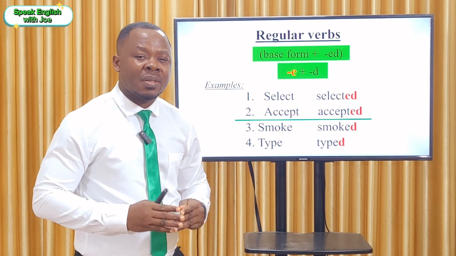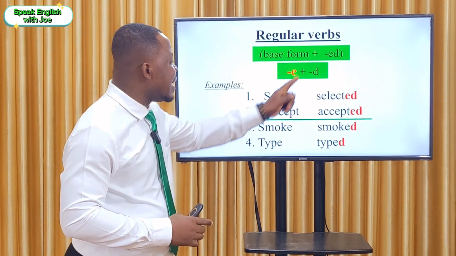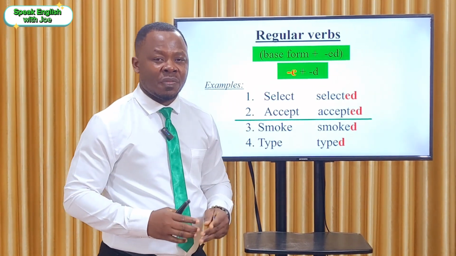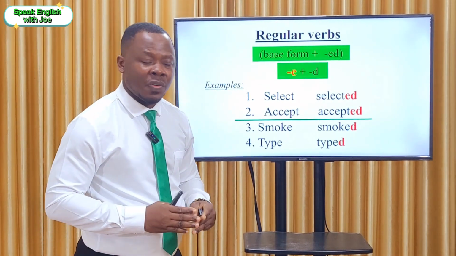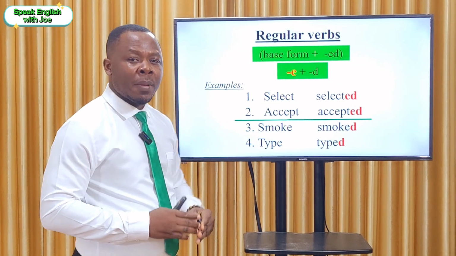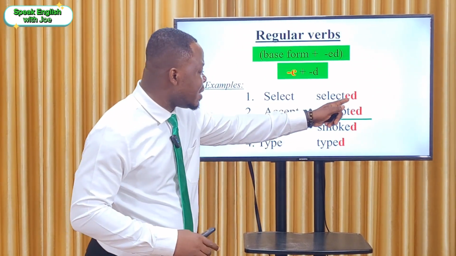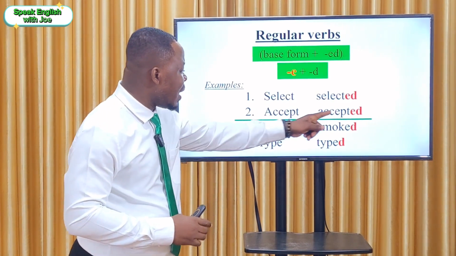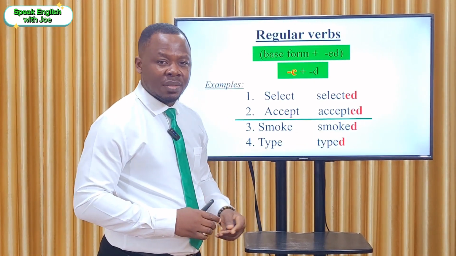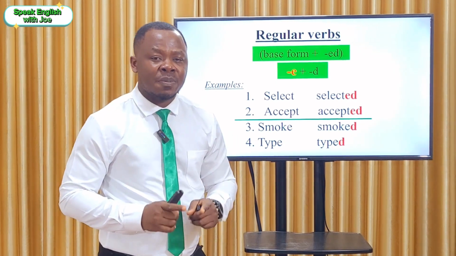So in the past simple tense, we add ed to the base form of the verb. So for example, we have the base form of a verb, select. So in the past simple tense, we add ed, making selected. And accept, we add ed, making accepted. But there is an exception to this rule.